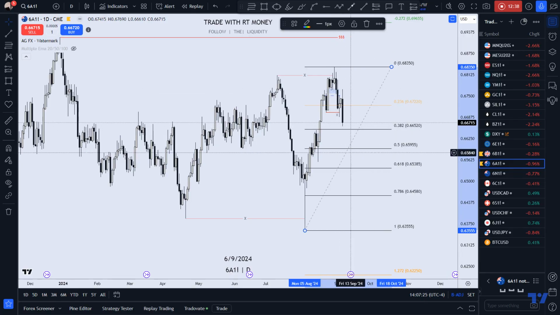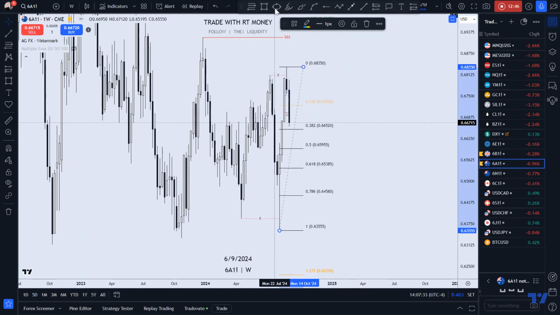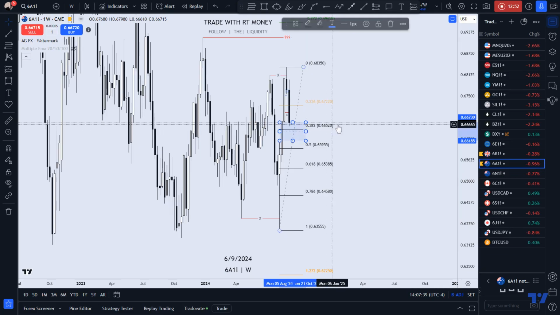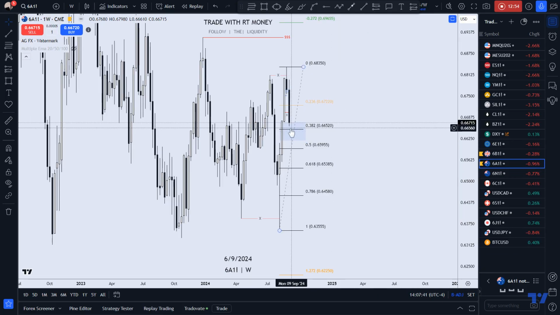But I'm looking for price to turn around, and this area here is an area that I have my eye on. Why? If we go to the weekly, you can see that there is a weekly fair value gap right there, and I'm looking for price to get to it. It's already tapping it. I'm looking for price to turn around here.